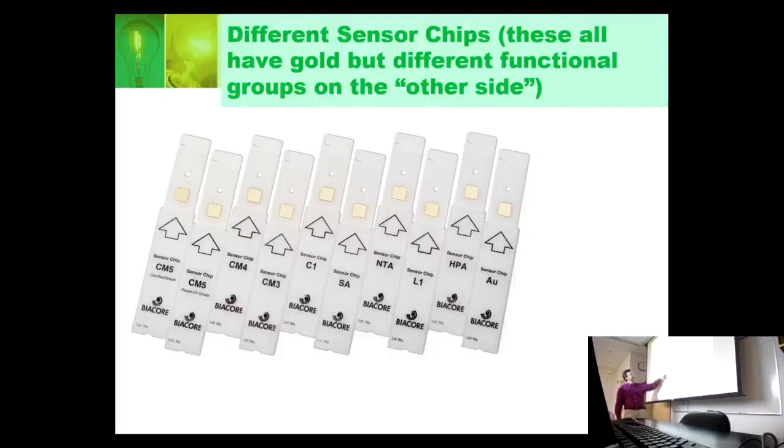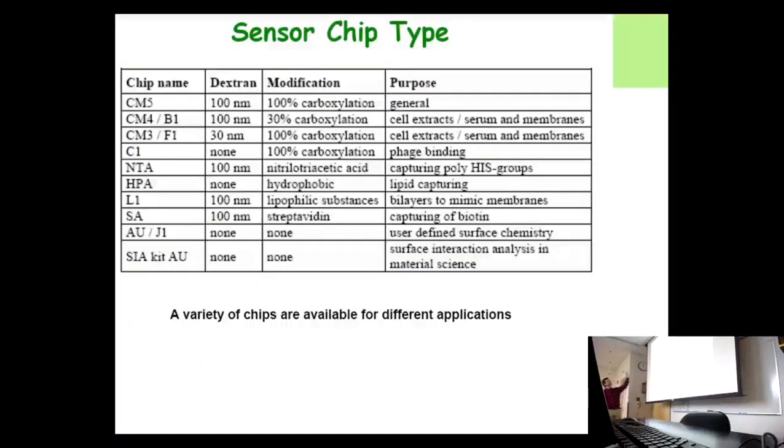We've actually used both of these chips, but this year we won't. We're using all CM5 chips this time, so I'm not even going to talk about those. Here's a little thing that tells you how thick the dextran layer is. It tells you how carboxylated it is. CM5 is highly carboxylated. Maybe you want a little less carboxylation, you buy CM4.